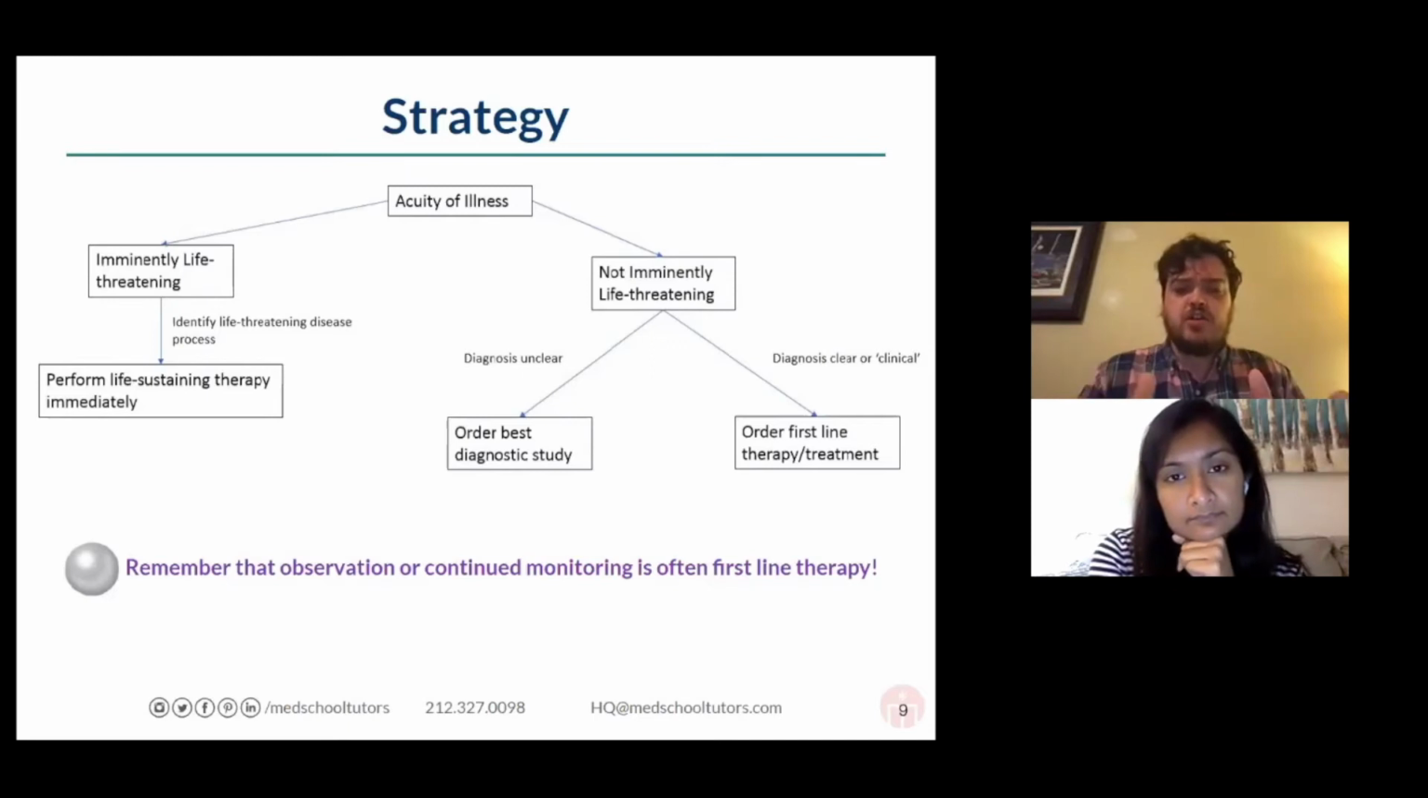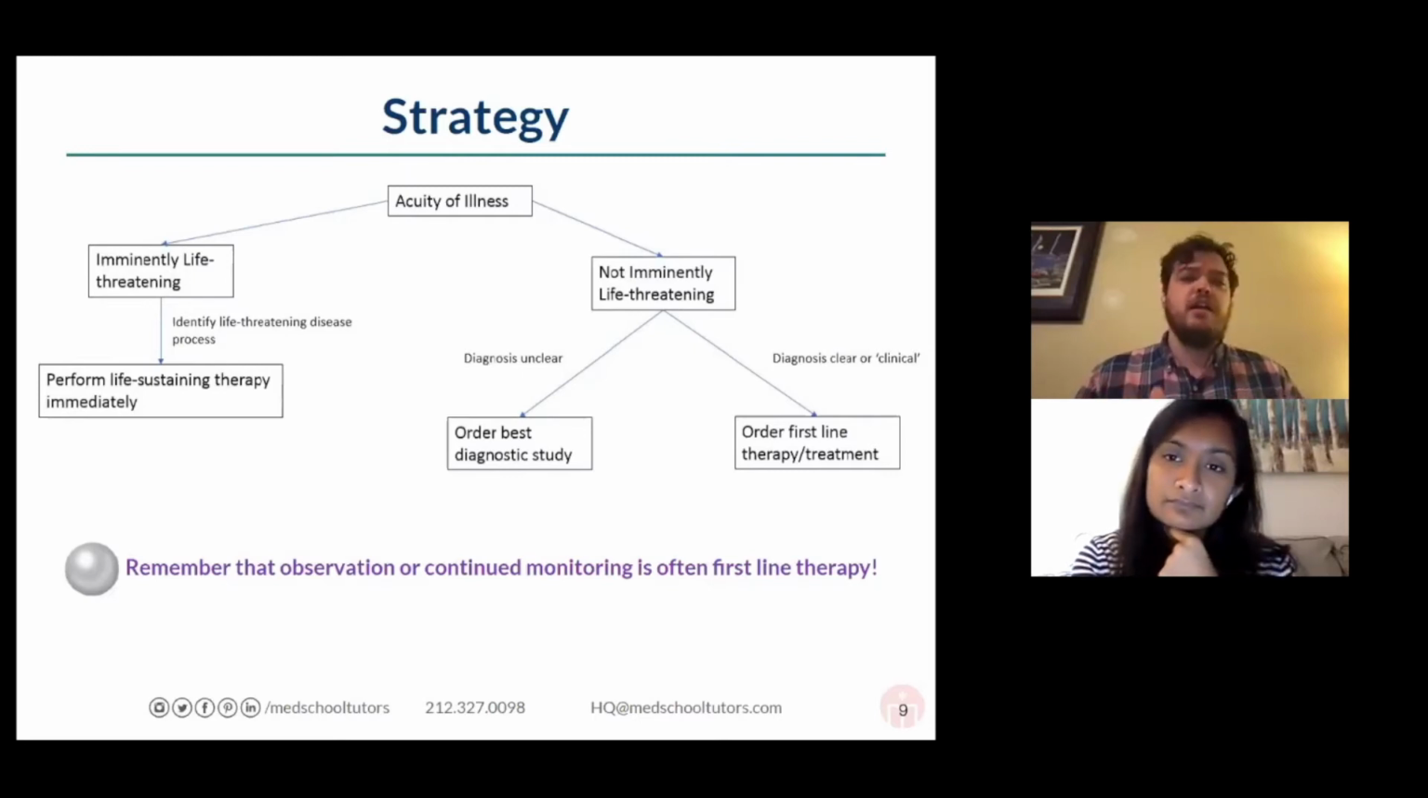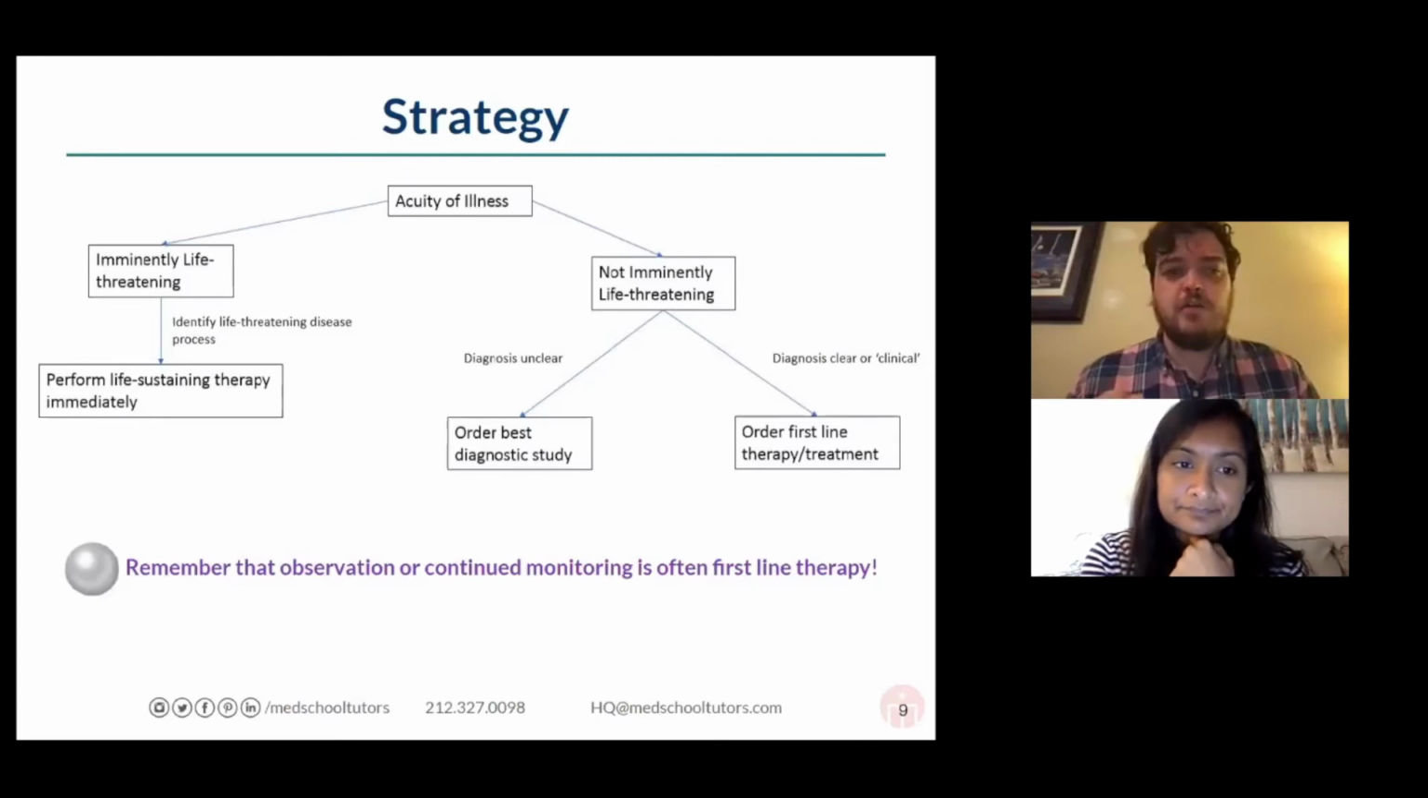If you have a patient in front of you who is acutely ill, and they have what you perceive to be, based off of vital signs, physical exam findings, and history, an imminently life-threatening pathology, that could be cardiac tamponade, that could be a massive pulmonary embolism, that could be acute coronary syndrome with a STEMI, whatever the case may be. If you identify immediately an imminently life-threatening pathology, even with the clinical data you have, just meeting the patient for the first time, you have to perform life-sustaining therapy immediately.